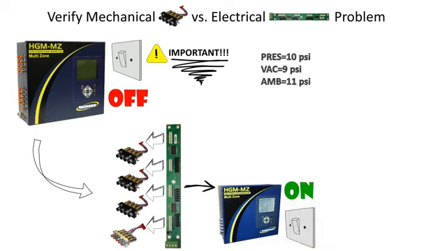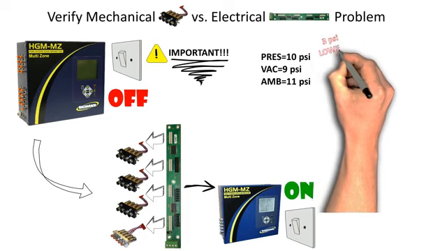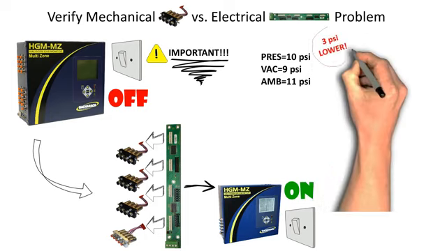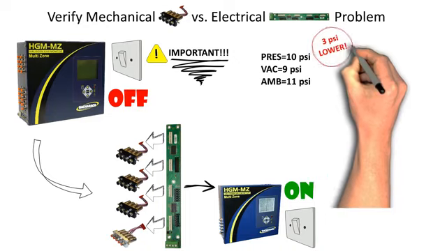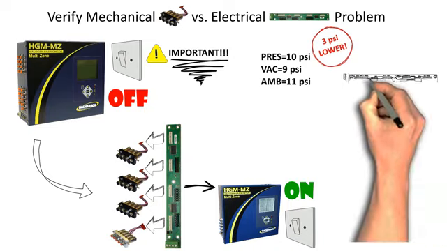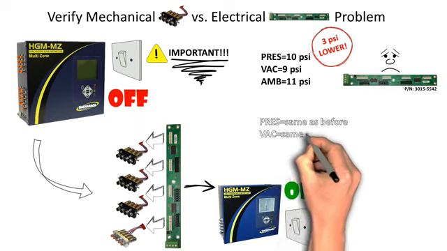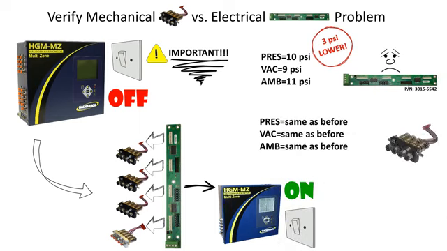Check the ambient pressure, the internal pressure, and the vacuum pressure readings. If the pressure, vacuum, and ambient values are really low, approximately 3 psi lower than their original values, for example, 10, 9, and 11, respectively, then the printed circuit board that controls the solenoids is likely to be bad and should be replaced. If the pressure, vacuum, and ambient values are the same as their original values, then one or more solenoids are likely to be stuck in the open position.